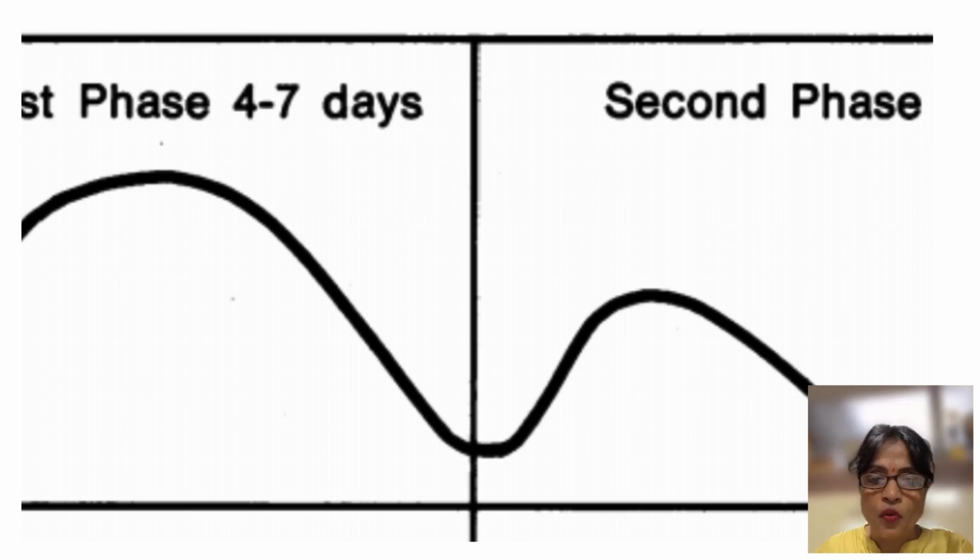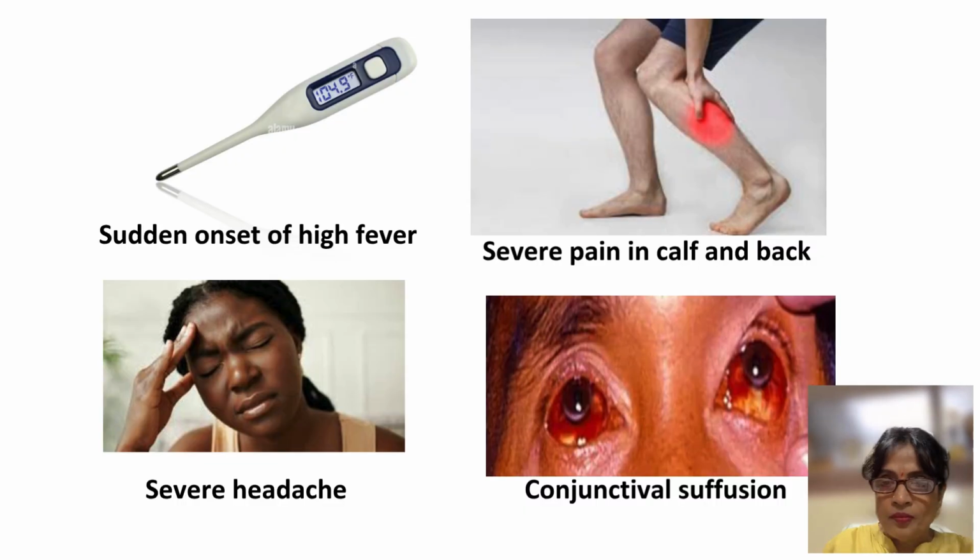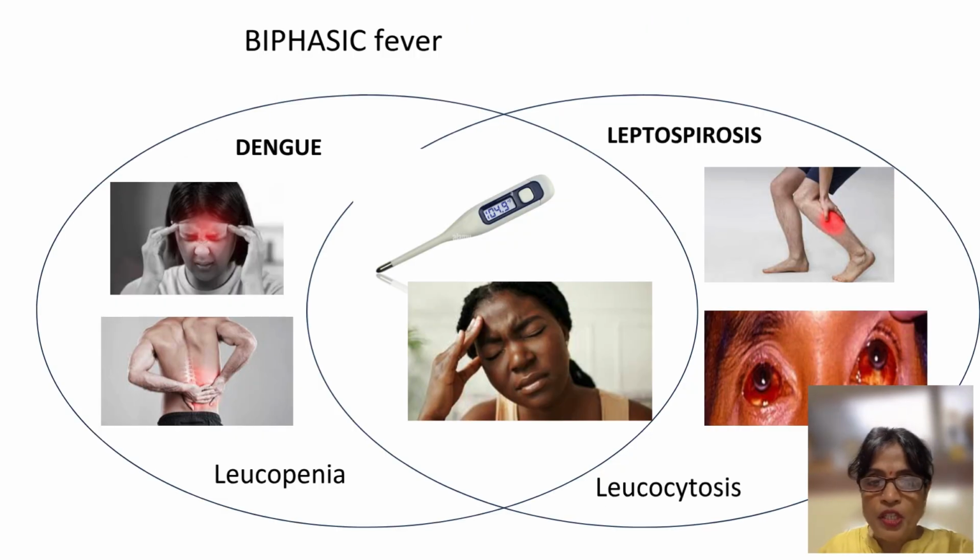Now this is also a biphasic fever. Here the fever lasts for 4 to 7 days, then comes down, and in the second phase there is a rise again. This is very characteristic of leptospirosis. Sudden onset of high fever, severe headache, pain in the calf and conjunctival suffusion. Along with this, the other features are cough, pain, conjunctival suffusion, severe headache, high degree of fever. All these things will be there.